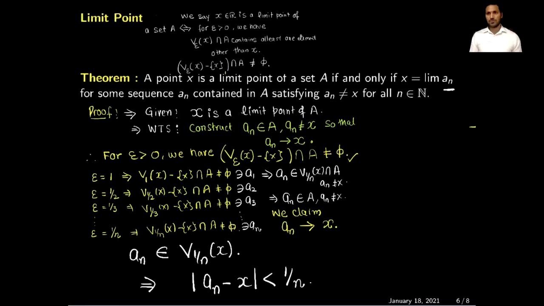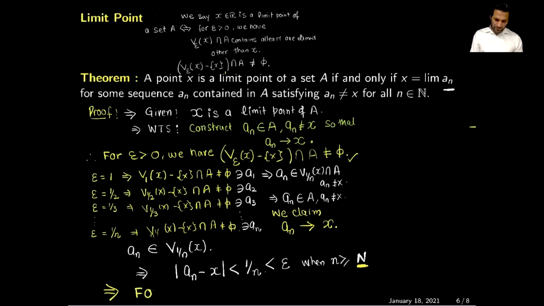So now I will use the Archimedean property. By Archimedean property, I can find a natural number n so that 1 over n is less than epsilon when n is bigger than or equal to that capital N. So there exists this capital N by Archimedean property, so that we can make 1 over n less than epsilon when I take n bigger than or equal to capital N.